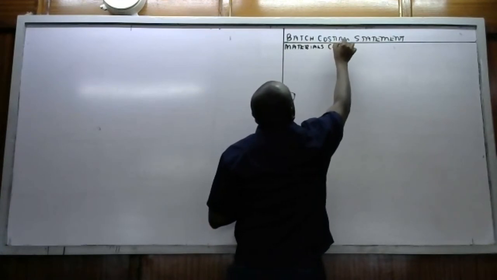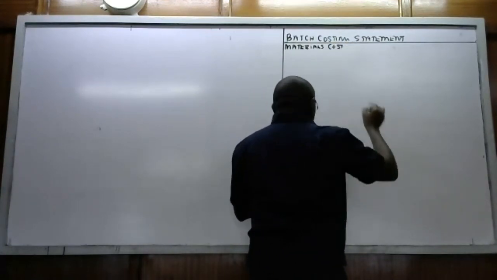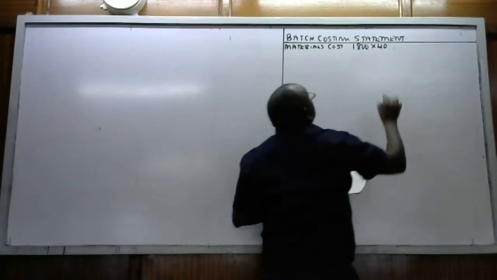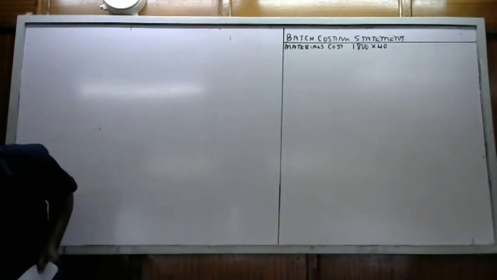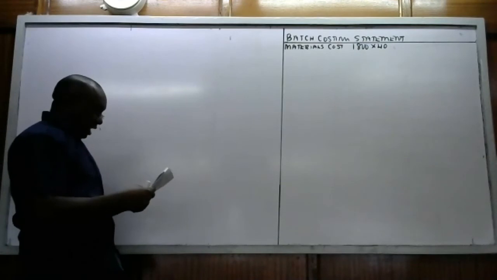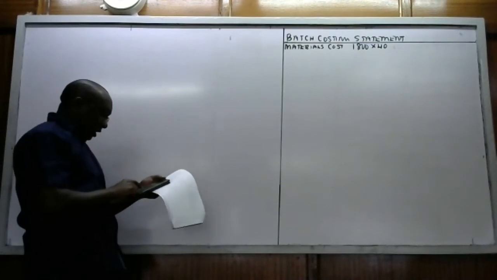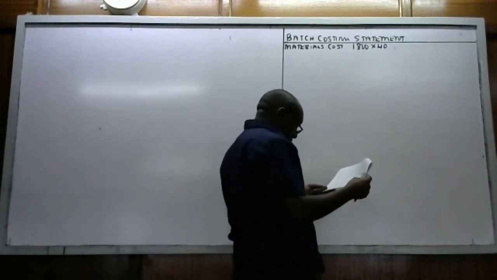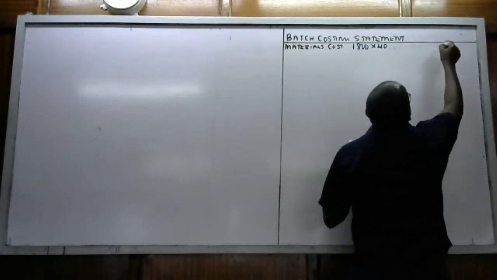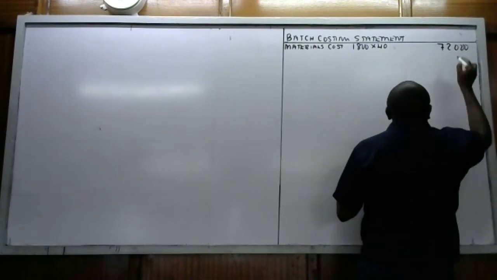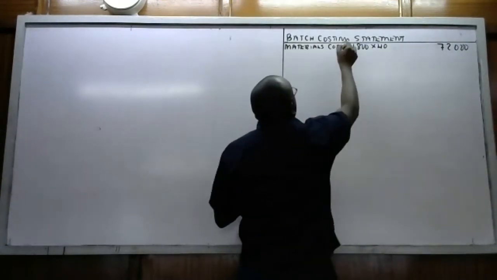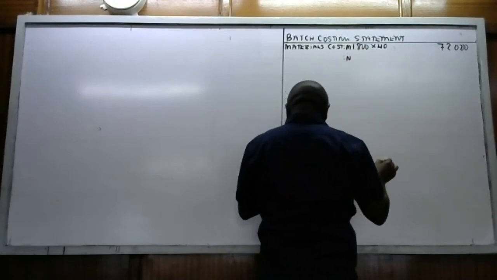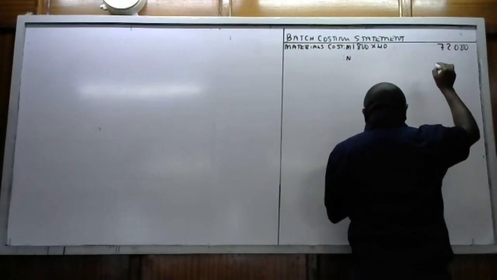Materials costs. Material M will be 1800 times 40. If you get your calculator, 1800 times 40 is 72,000. That is material M. Material N is 45,640.